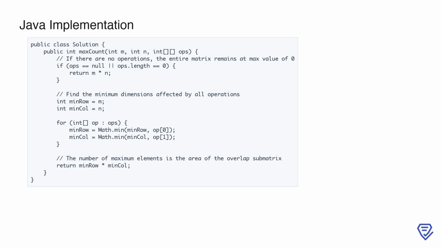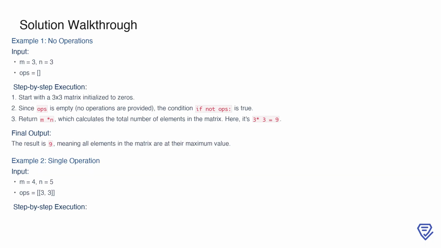This is the Java implementation of LeetCode problem number 598, Range Addition 2. The logic mirrors the Python implementation, focusing on finding the smallest submatrix affected by all operations. Key differences include the use of Java's primitive types, arrays for operations, and Math.min for comparisons. The solution is efficient and concise, iterating over the operations to determine the minimum bounds and calculating the area of the resulting overlap. Here, we start by looking at a simple example where no operations are applied.